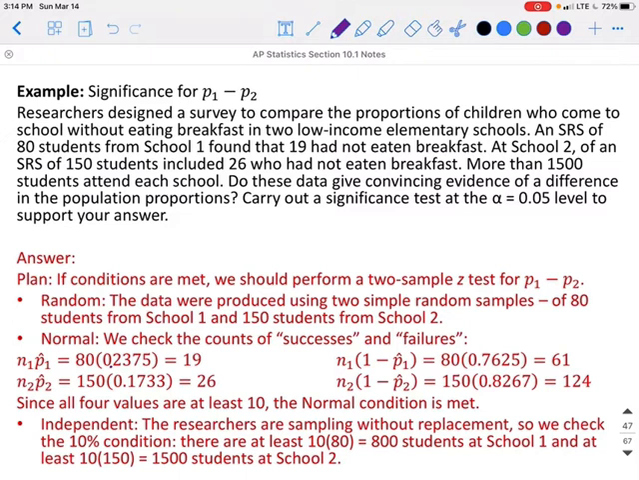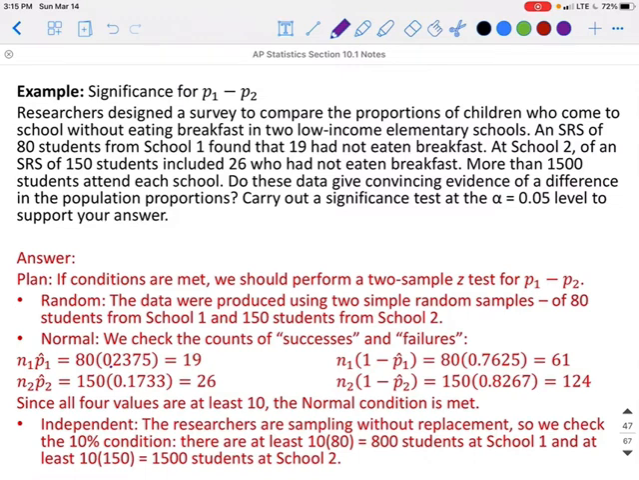Next, we need to check for independence. So 10 times 80 would give us 800 students at School 1, and 10 times 150 gives us 1,500 students in School 2. And we were told in the problem that there are more than 1,500 students at each school, so the 10% condition has been met.